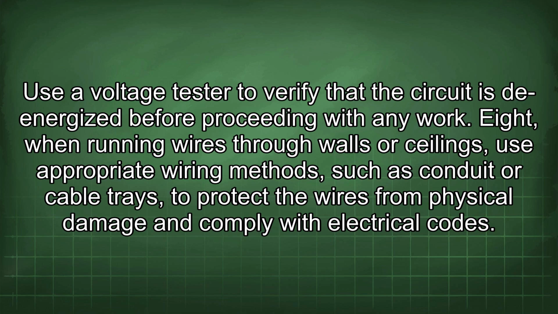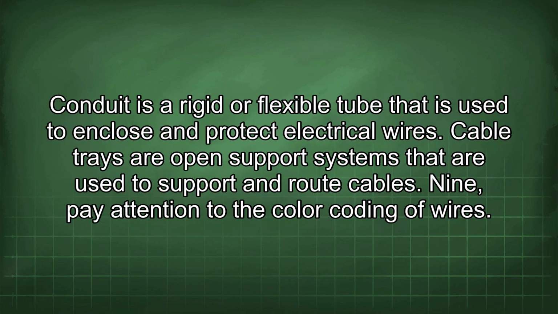8. When running wires through walls or ceilings, use appropriate wiring methods such as conduit or cable trays to protect the wires from physical damage and comply with electrical code. Conduit is a rigid or flexible tube that is used to enclose and protect electrical wires. Cable trays are open support systems that are used to support and route cables.